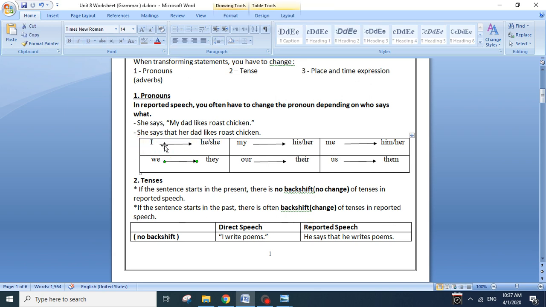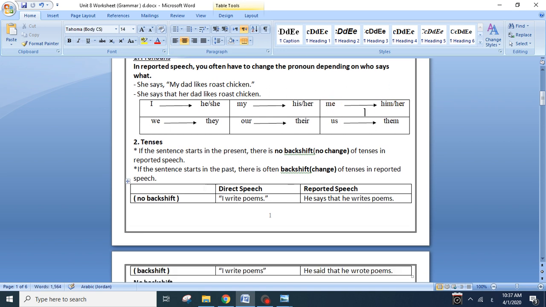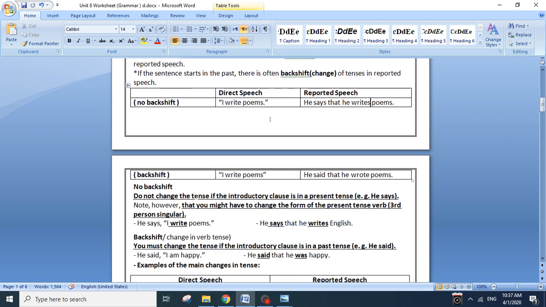And I told you about changing the pronouns from first person into third. From first into third. You have to understand that. Okay. The tense, you have to do back shift, except in one exception, which is if the reporting verb is in the present simple, like he says, she tells. These are referring to the present. You can't change it, just keep it the same. Like this one: he says, "I write poems." It stays the same: he says that he writes poems. Okay. Back shift for the rest.